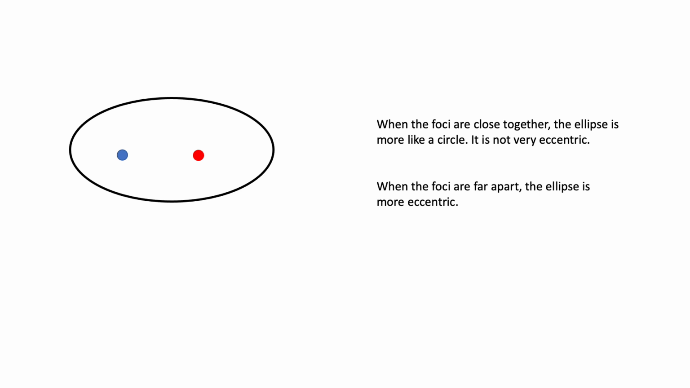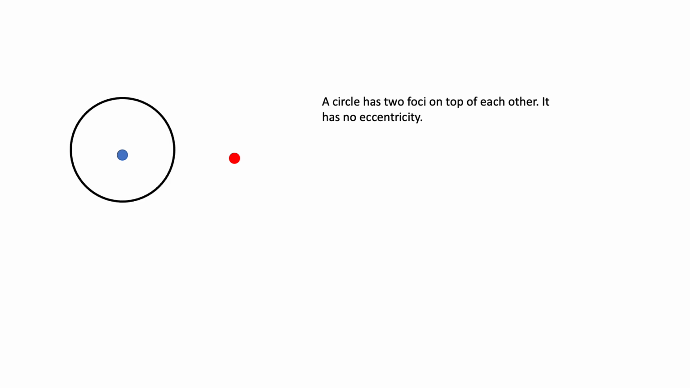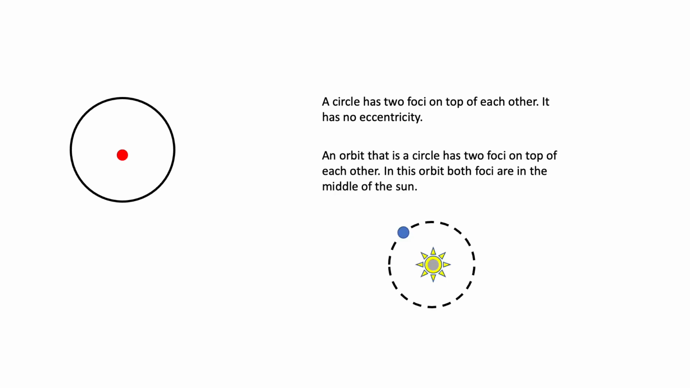Well, what does this have to do with orbits? Remember, when a circle has two foci on top of each other, it has no eccentricity. An orbit that is a circle has two foci on top of each other. In this orbit, both foci are in the middle of the sun or the star for this orbit. We have a perfect circle.